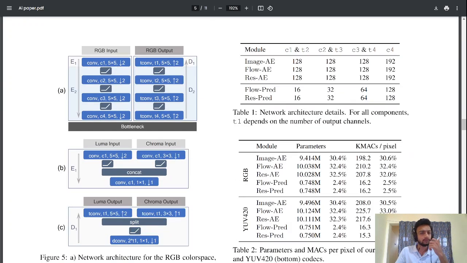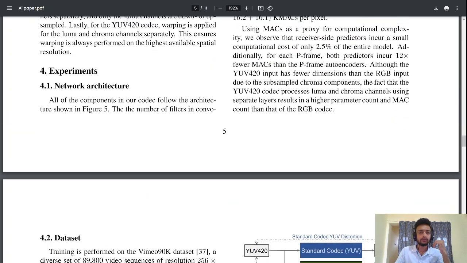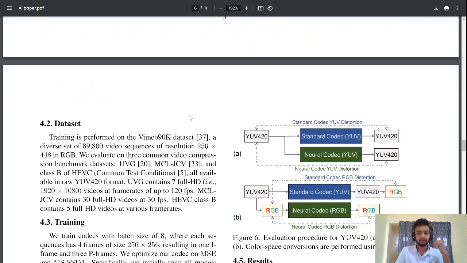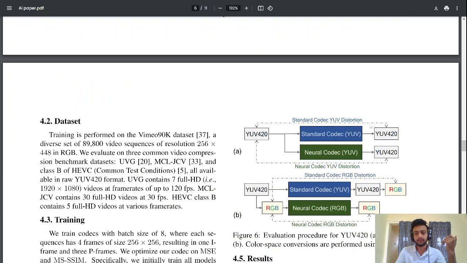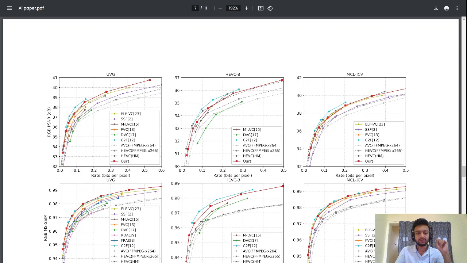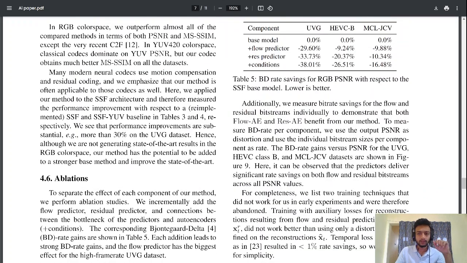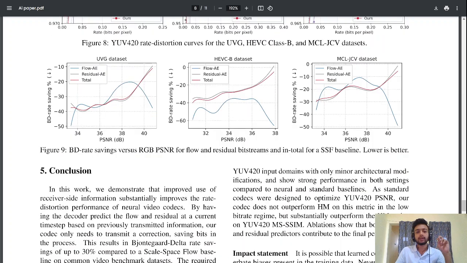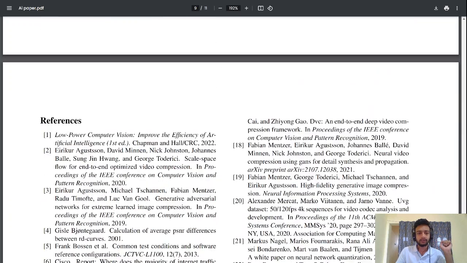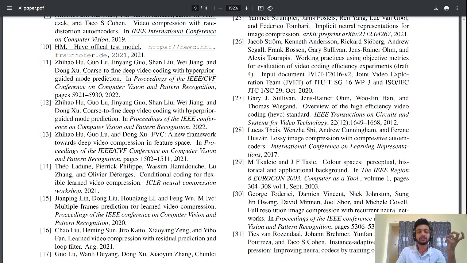These are some diagrams of the bottleneck and concat, like the hourglass diagrams we saw. Then the network architecture and experiments on it, and all these things we saw. These are some graphs about UVG and HEVC, bits per second and bits per pixel. These are some more diagrams about the conclusion and impact statement. And these are all the references for where this research was published.